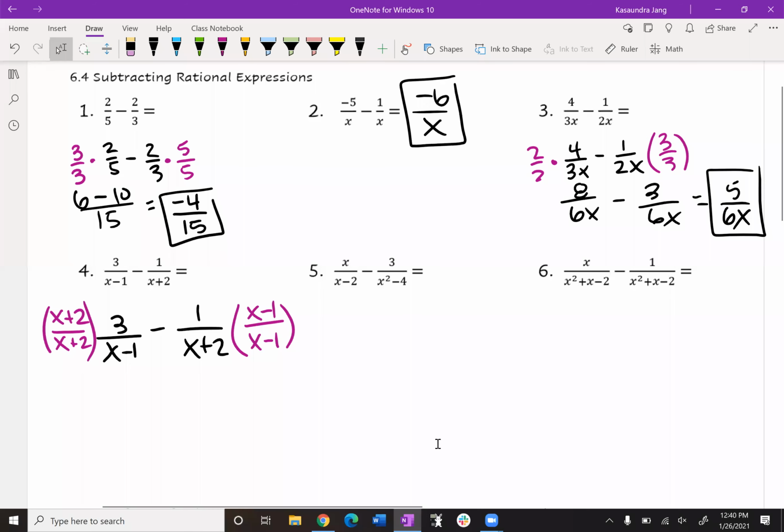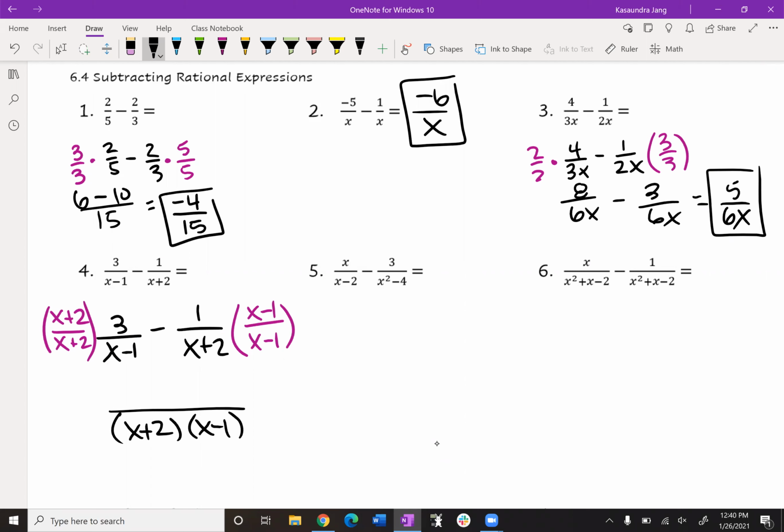Okay, so my goal was to get common denominators first, which I think they both match now. That's nice. So I'm going to put it into a single fraction with that common denominator, the x plus 2 times the x minus 1. And please put the parentheses around each of those factors.